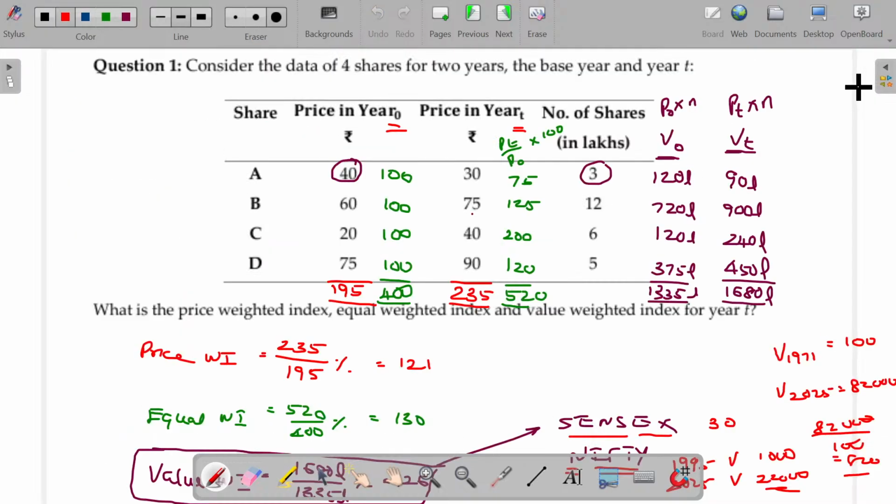Hope now you'll be able to understand question number 1 here. What method do we follow in India? Value weighted index method.